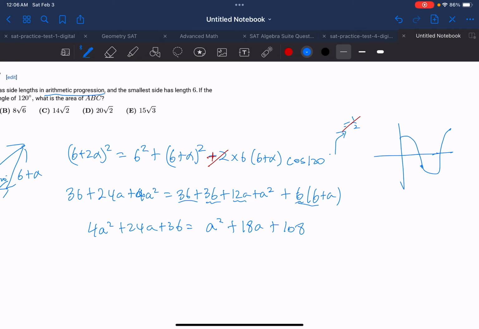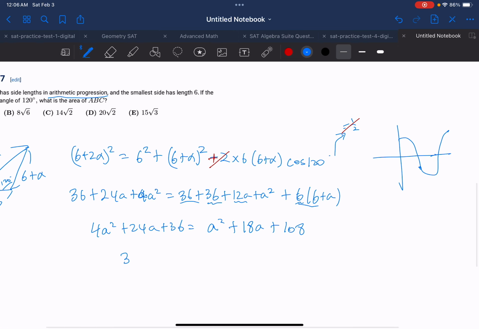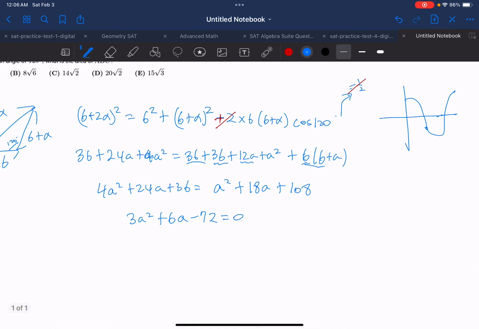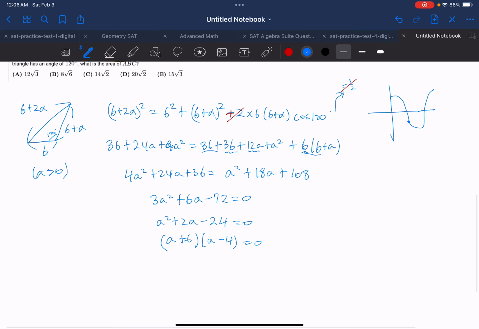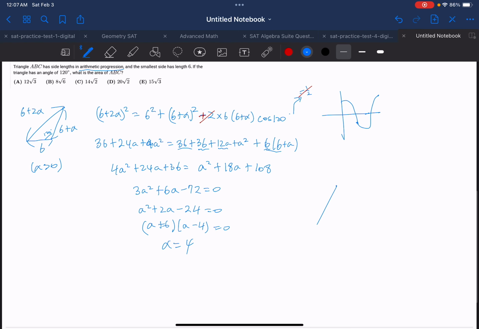If we move the right side of the equation to the left, we get 3a squared plus 6a minus 72 equals 0. If we divide both sides by 3, we get a squared plus 2a minus 24 equals 0, and we could easily factor this. Since alpha is greater than 0, because 6 is the smallest, alpha is equal to 4. So now we know all the side lengths: with the 120 degree angle, they are 6, 10, and 14.